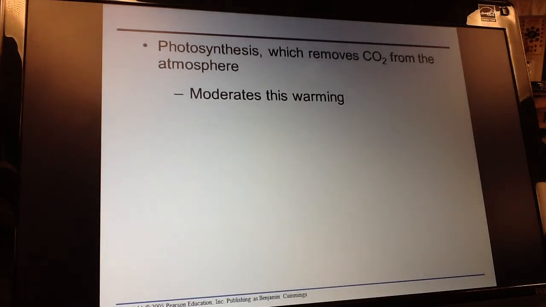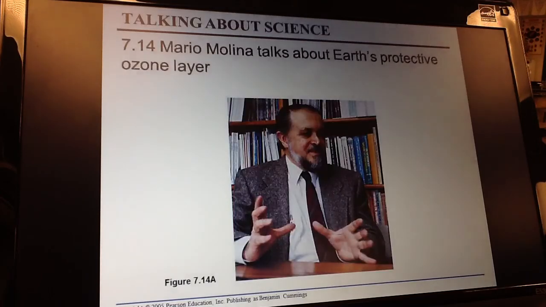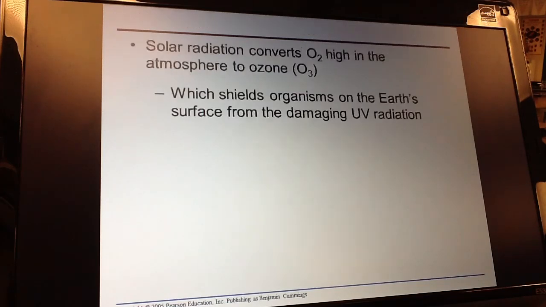Now, again, photosynthesis plays a role in this because it removes CO2, which brings us back to our energy farms. These are farms with green plants which will remove CO2 from the atmosphere. And one of the big things we want to worry about is how we protect the ozone layer. That's a quick little discussion at the back of your chapter.